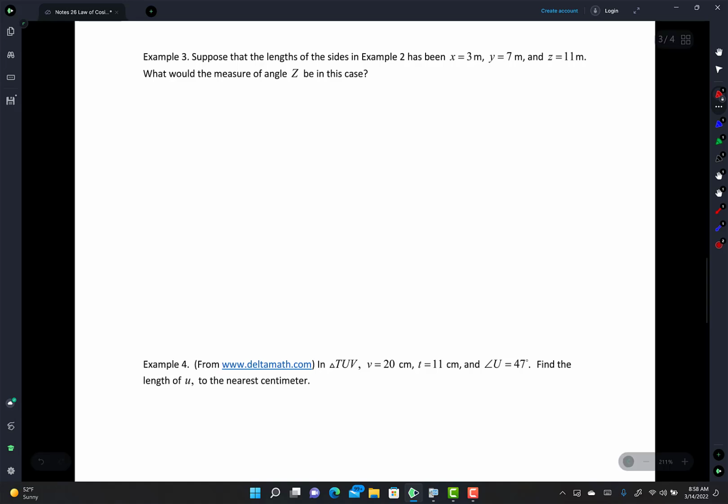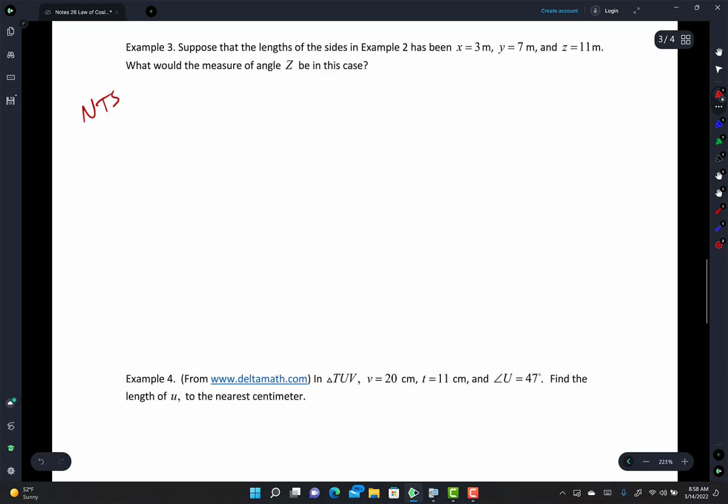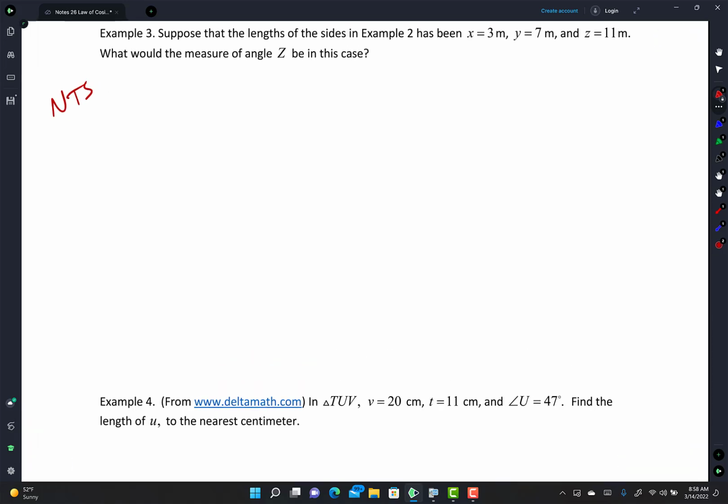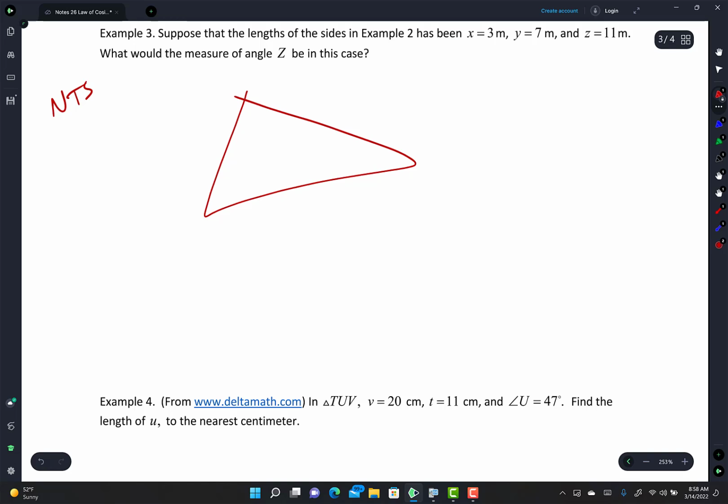And yeah, we're pretty much done. We just do more just for practice. Suppose that the length of the sides in example 2 are 3, 7, and 11. What would the measure of angle Z be in this case? Let's do it for fun. You're going to see something's going to happen, guys. Not to scale. And I want you guys to see something. It's supposed to be the same triangle, right? 3, 7, and 11. And they want you to figure out angle Z again.